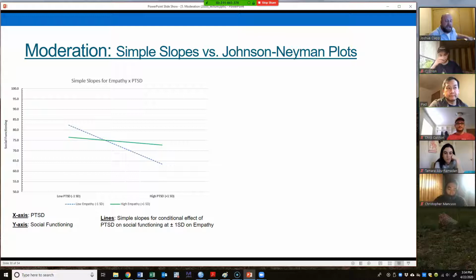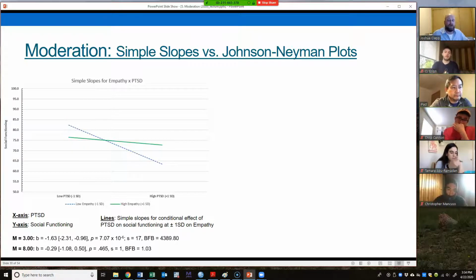And what we see here is our traditional simple slopes analyses. This is the effect of PTSD on social functioning at low levels of empathy, and this is the association between PTSD and functioning at high levels of empathy. At low levels, we have very, very strong evidence of an effect: for every 1 unit increase in PTSD, we see a 0.163 reduction in social functioning, associated with p-values, S, and Bayes factor, like we would normally do, right?